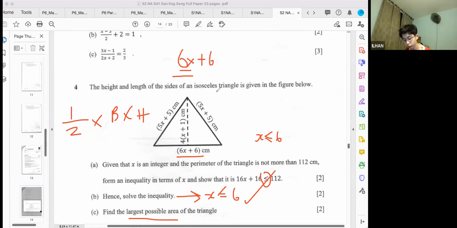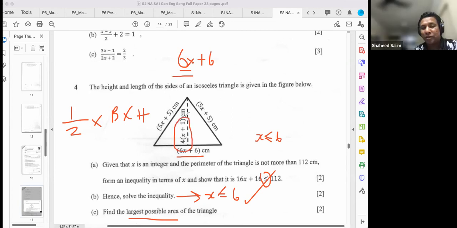Oh, 42. So then what? The height is how much? Do the bracket first. 6 plus 1 first. 6 plus 1 is 7. Times 4, 28. So half times base times height now. Half times 42 times 28. 588. Yes.